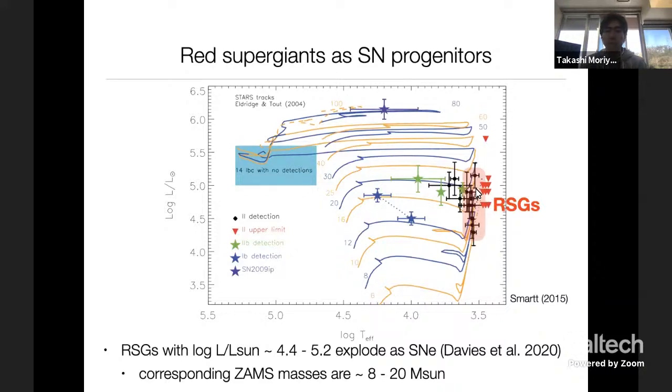And based on these direct observations of red supergiants, observationally, we know that red supergiants in the luminosity range of 4.4 to 5.2 in this unit explode as supernovae, and these correspond to roughly the zero-age main sequence mass of 8 to 20-ish solar masses.